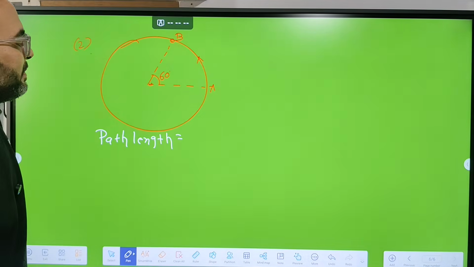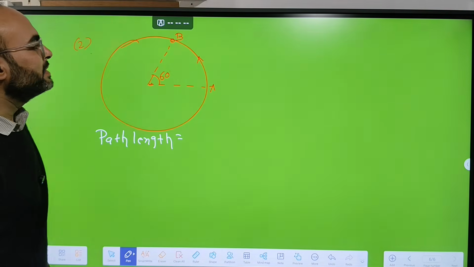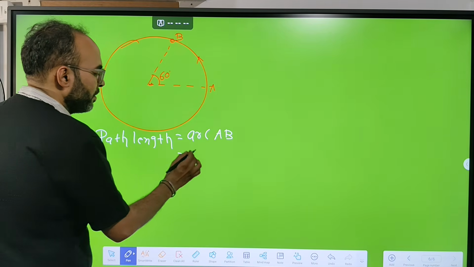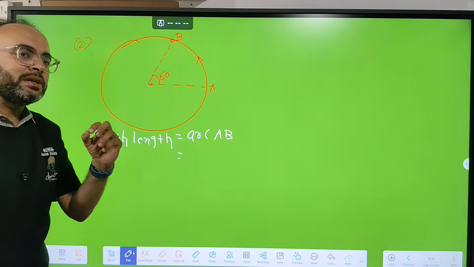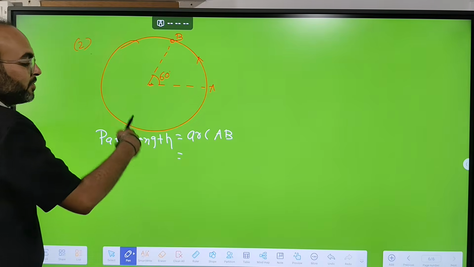What is the path length? Again, I repeat. In the case of path length, we consider path. And what is the path? Circular. Circular path means arc AB. Only don't copy, students. Try by yourself. What is the meaning by path length? Path length means arc. What is the formula for the arc?